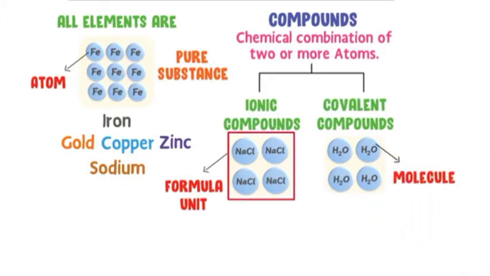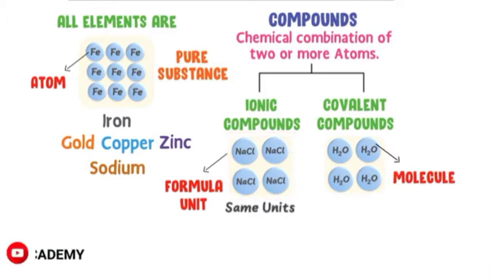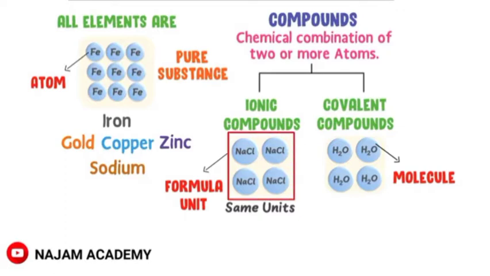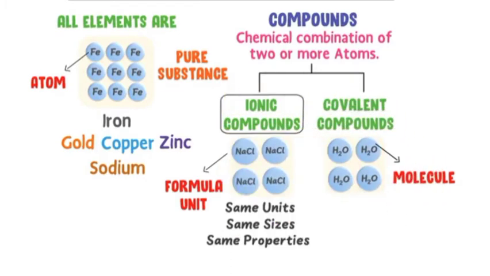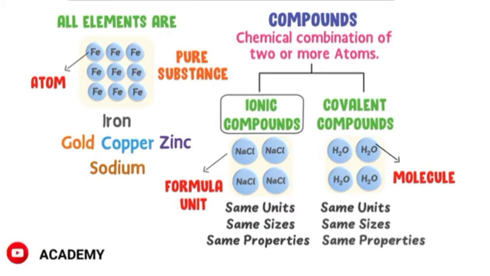In table salt, all formula units are the same, are identical. I mean, all units are NaCl. All these units have the same sizes, the same properties. So all ionic compounds like salt are pure substances. Secondly, in water, all molecules are the same, are identical. They have the same sizes and the same properties. So all covalent compounds like water are pure substances.